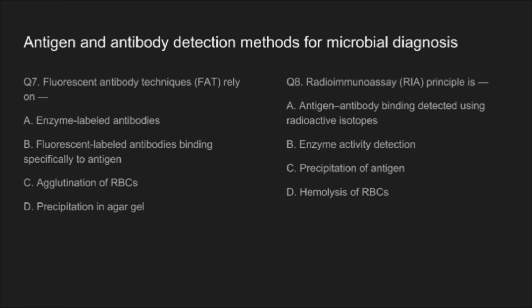Fluorescent antibody technique relies on A, enzyme labeled antibodies. B, fluorescent labeled antibodies binding specifically to antigen. C, agglutination of RBC. D, precipitation in agar gel. So the correct answer for this question is option B, fluorescent labeled antibodies binding specifically to antigen. Question 8.